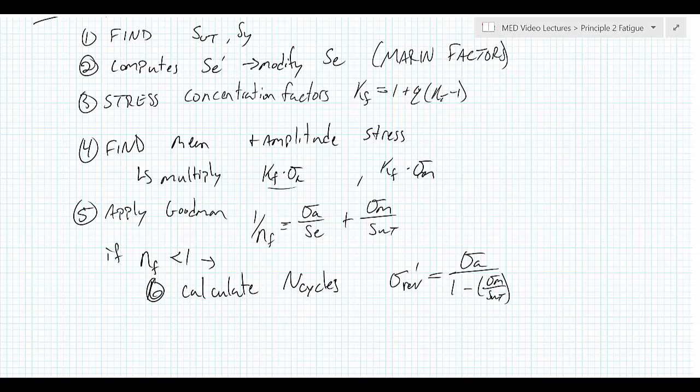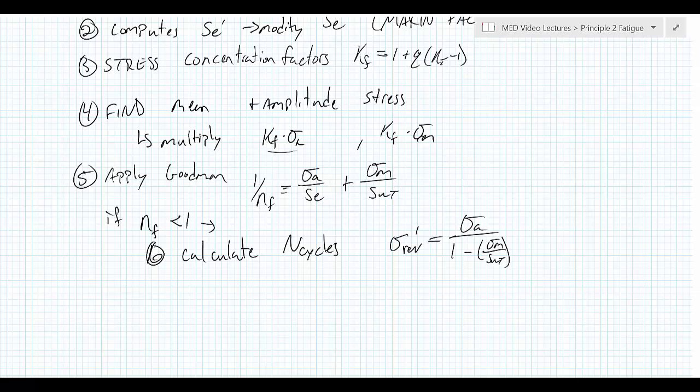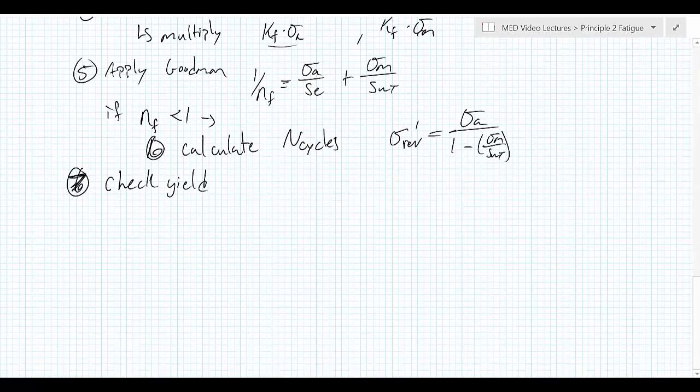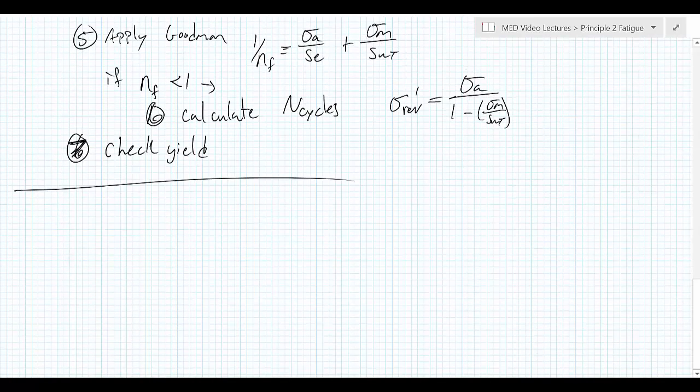Now, finally, step 6 here, or 7 possibly, if we have a step 6, is to check for yield. Because even if we found infinite life, we may in fact be above the yield point, and then we will not in fact have infinite life. It will just yield. All right, a few notes before we get into applying this to some examples.